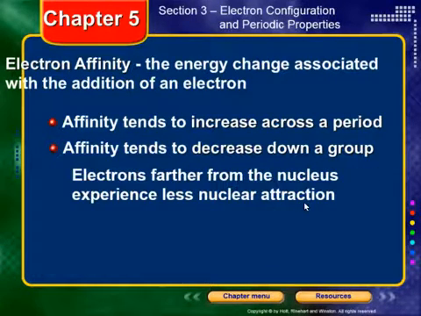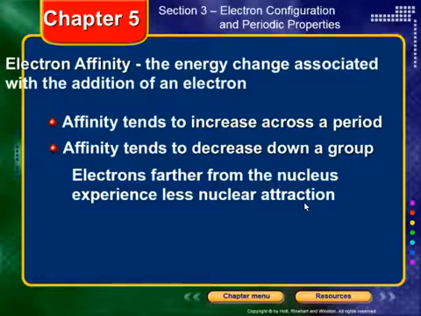This is because, again, we need to remember why these things are happening. Electrons further from the nucleus experience less nuclear attraction. Because as we go to the right, across a period, we are truly increasing the amount of positive charge in the nucleus, increasing that attraction to the nucleus. But as we go down, we are, again, adding shells. And so the energy change associated with adding an electron to something that's very, very far away from the nucleus is not going to be very great, because it's going to be a weak attraction being much further away from the nucleus.